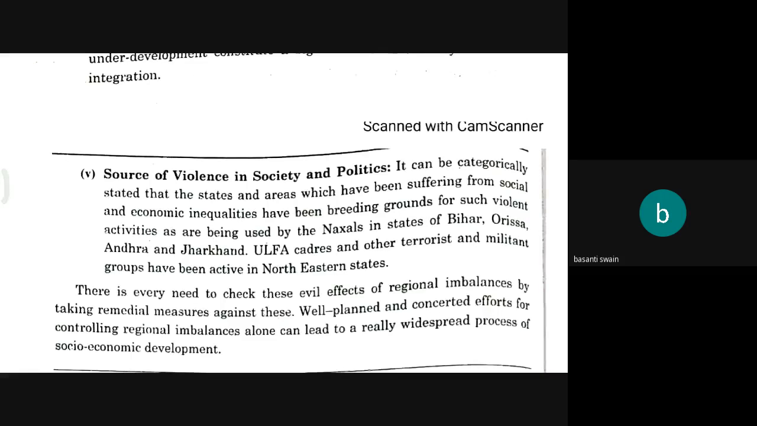Otherwise the nation building will be weakened and the integrated nation will be disintegrated. And for this step, well planned and concrete efforts for controlling regional imbalances alone can lead to a really widespread process of socio-economic development throughout the country.